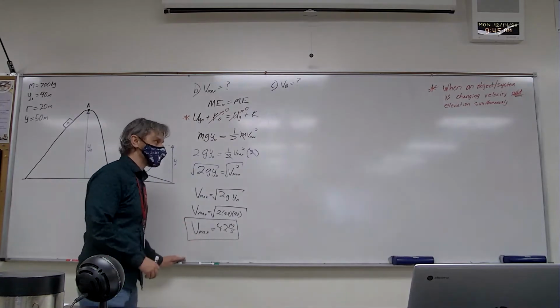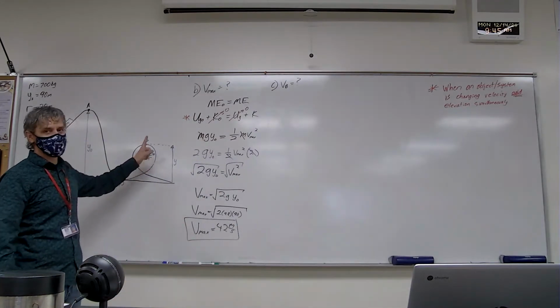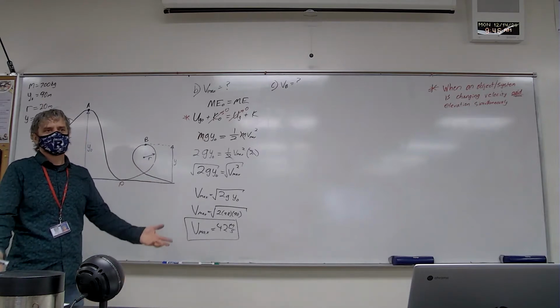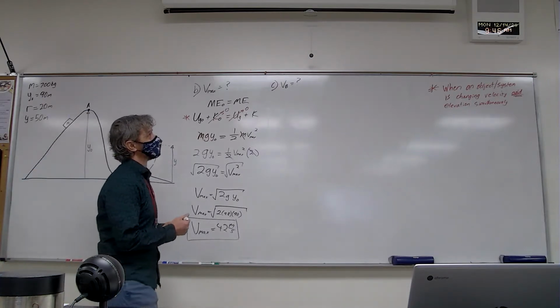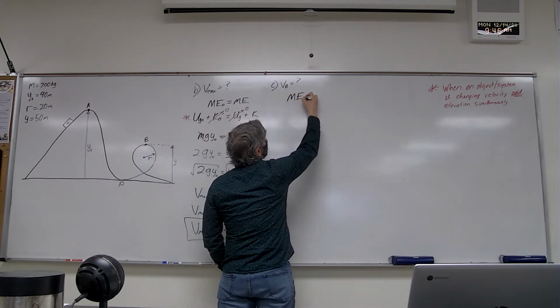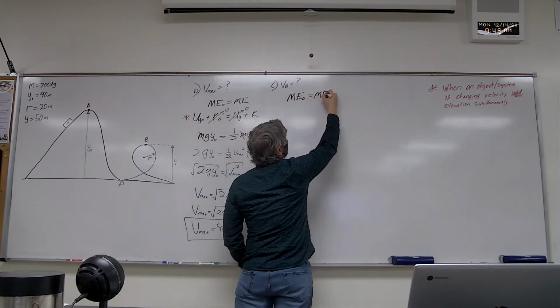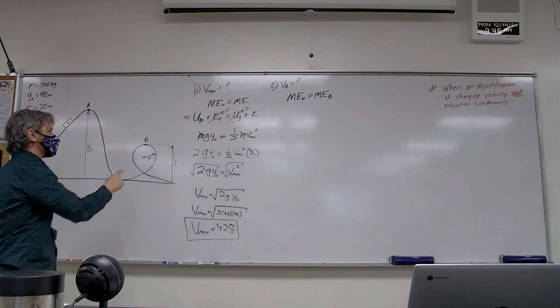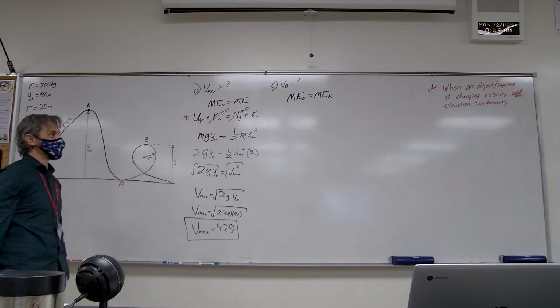But for this particular question, we're looking for a final speed. And all we're doing is changing elevation and changing speed. So I can just use conservation of energy again. I'm going to say the initial mechanical energy is equal to the final mechanical energy. Now I'm going to put a B there just to indicate the final mechanical energy when the object is at point B.